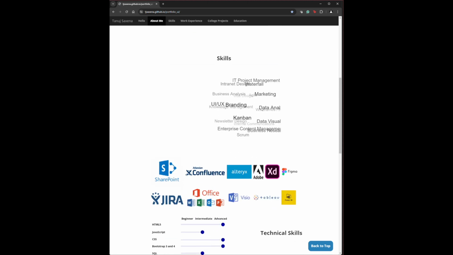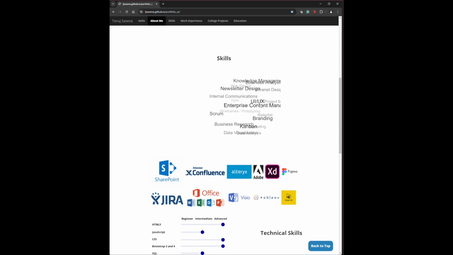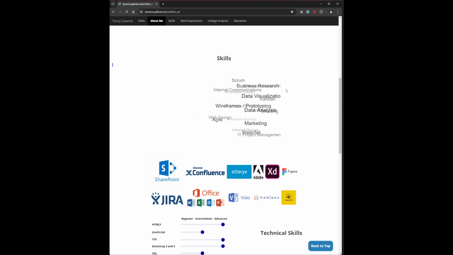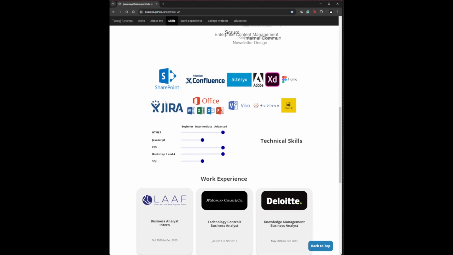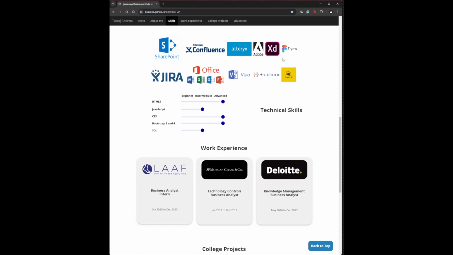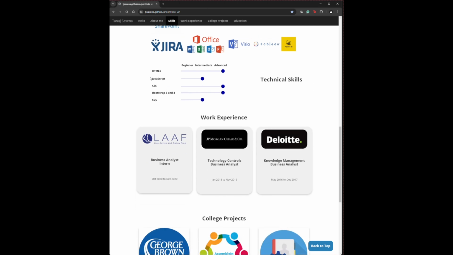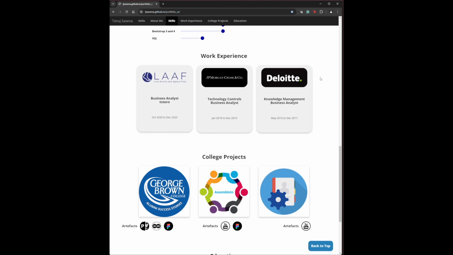Then it has a wheel where I've added all the skills that I know about, right? So it's an interactive way of seeing all the skills that I have. Then it shows me my technical skills. So it shows me all the tools that I know, right? What are the skill sets in terms of languages that I knew at that time, right? Then it talks about my work experience.